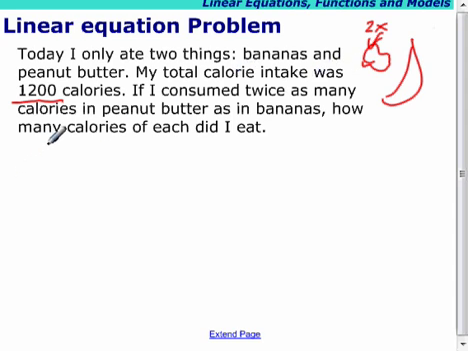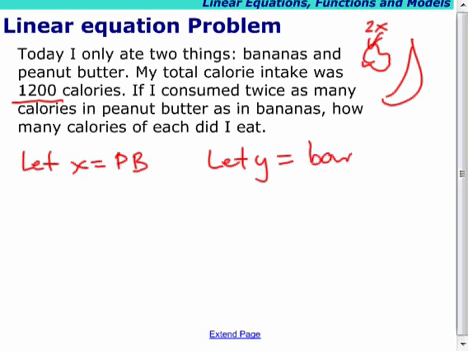Let me start assigning some letters to things. So let's let x equal the calories from peanut butter. And let's let y equal the calories that I get from bananas. Now let's look back at the question and see if there's some relationships that we can get. Total caloric intake was 1,200 calories. Oh, so if I add the peanut butter plus the bananas, I'm going to get 1,200 calories. There's an equation I can write down. Unfortunately, it's got 2 variables, so I can't solve it directly, but it is an equation.